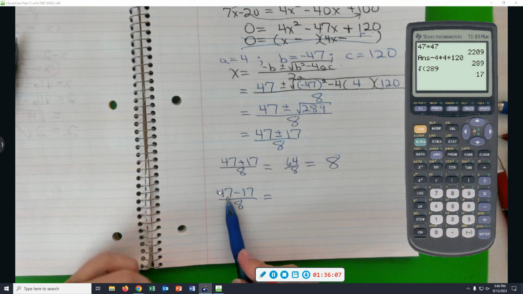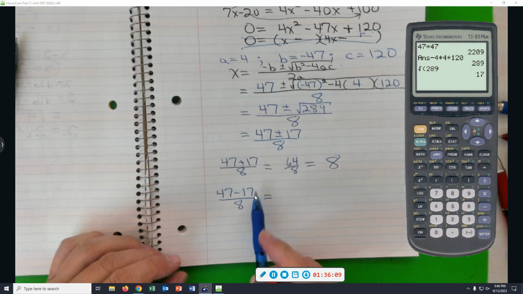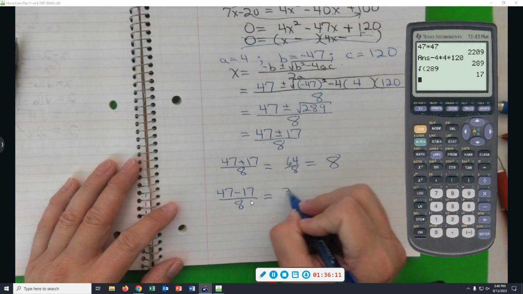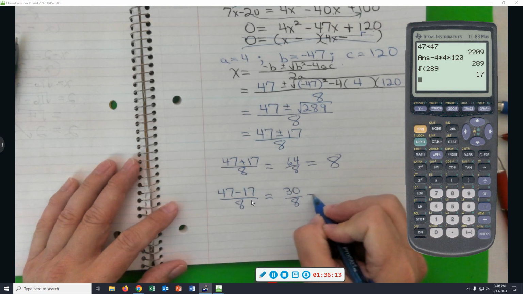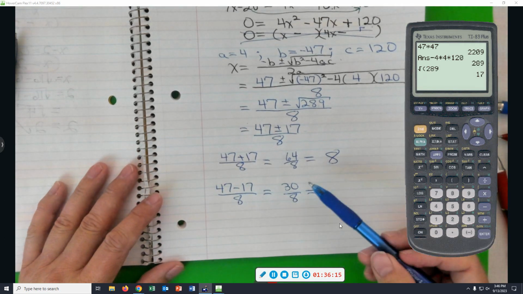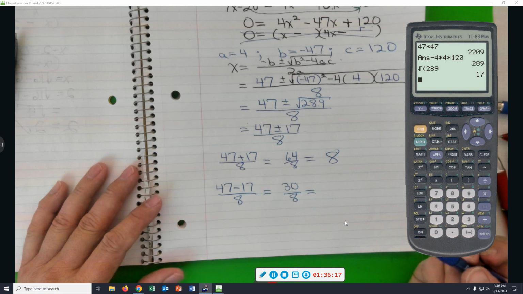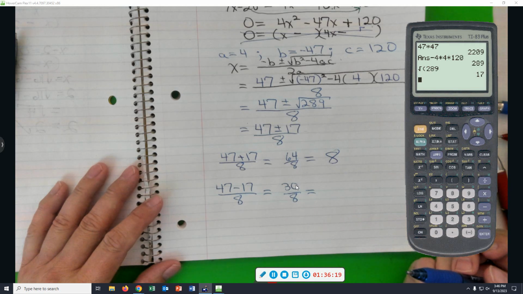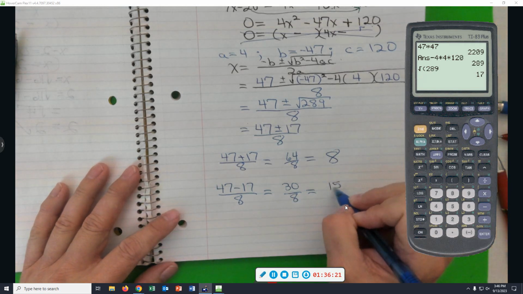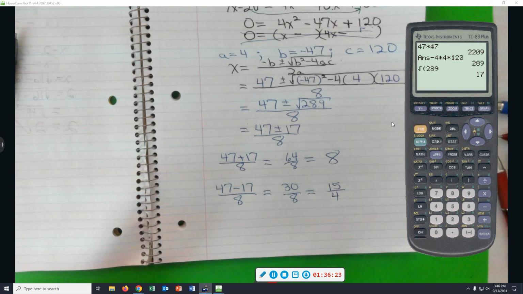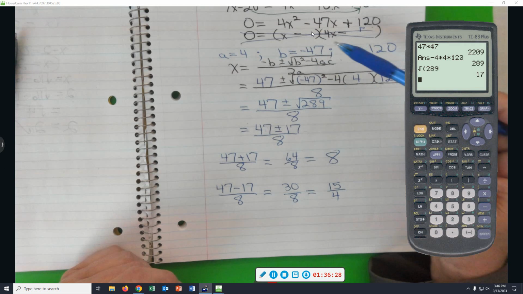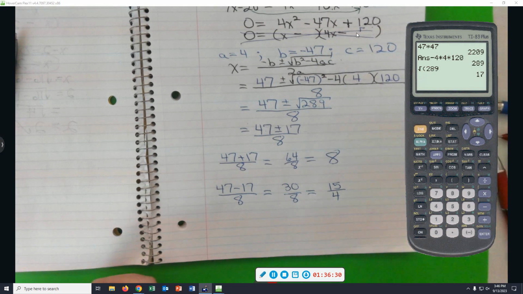Well, anyway. 47 minus 17, that's 30 over 8. We can cancel a 2 above and below to give us 15 over 4. So it could have factored as x minus 8 and 4x minus 15.